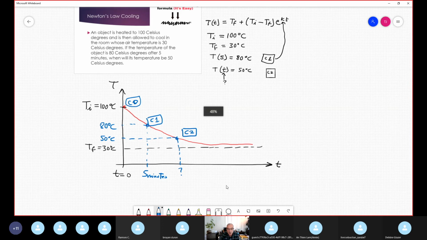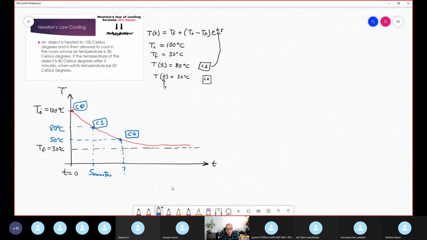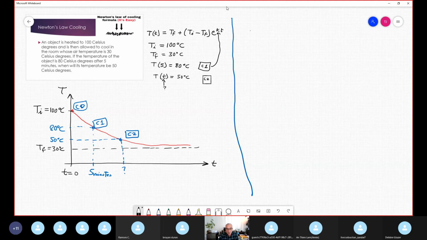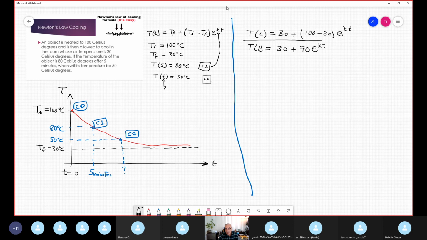The first step is to set up the equation. The specific equation for our problem is: temperature at any time is equal to temperature final, that is 30, plus temperature initial, that is 100, minus 30, e to the kt. Okay, now 100 minus 30 is 70. So 30 plus 70 e to the kt. Okay, this is my formula specific for this problem.